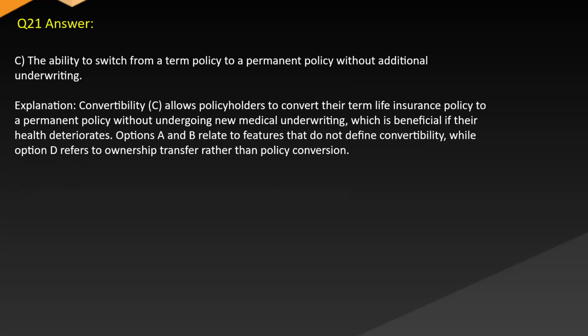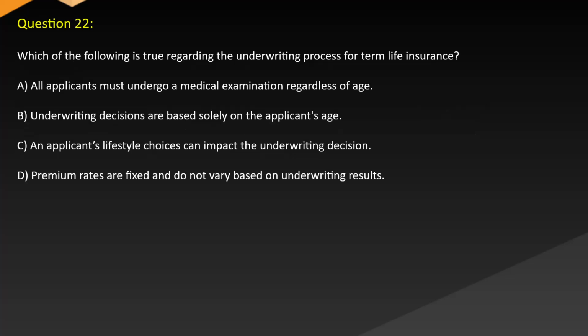Answer: C. The ability to switch from a term policy to a permanent policy without additional underwriting. Explanation: convertibility, C, allows policyholders to convert their term life insurance policy to a permanent policy without undergoing new medical underwriting, which is beneficial if their health deteriorates. Options A and B relate to features that do not define convertibility, while option D refers to ownership transfer rather than policy conversion.